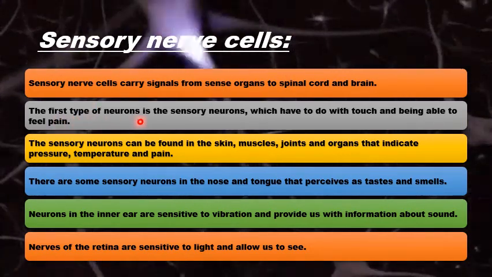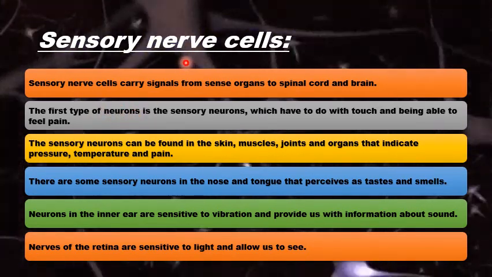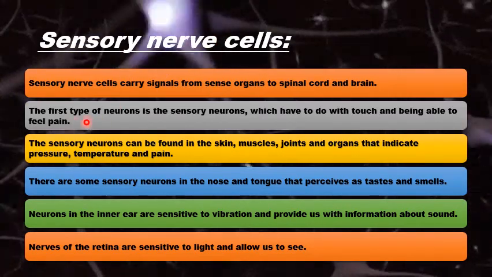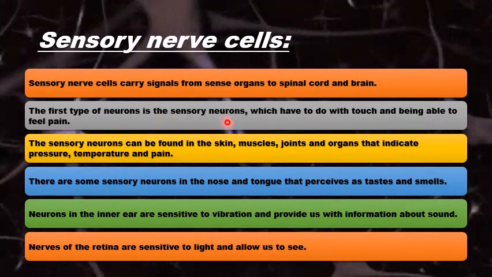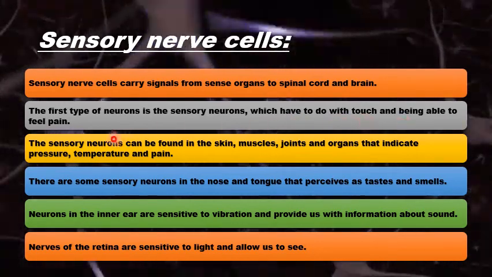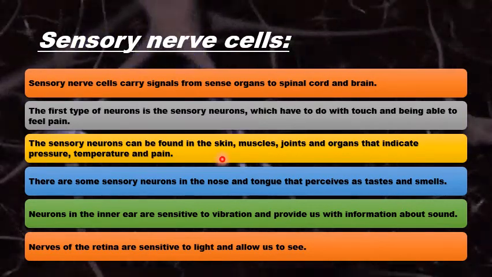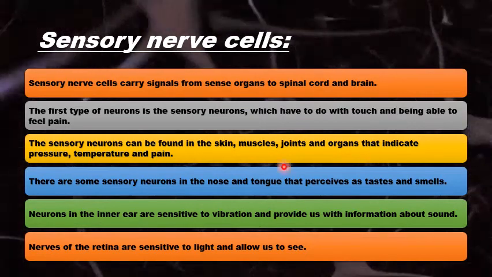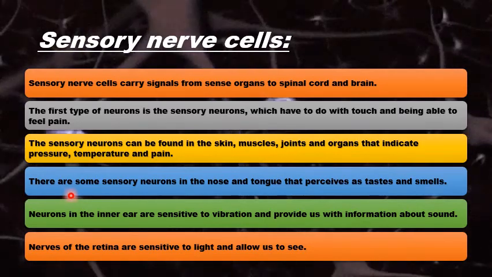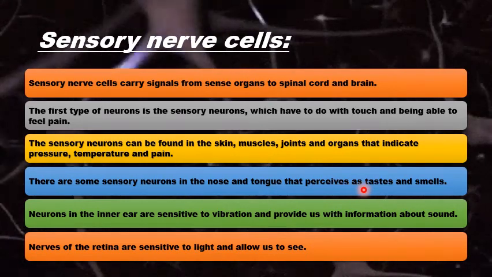The first type of neuron, here the neuron is the word we are using for nerve cell. So they can be called nerve cells, or neurons. The first type of neurons is the sensory neurons, which have to do with touch and being able to feel pain. The sensory neurons can be found in our skin, muscles, joints, and organs that indicate pressure, temperature, and pain. There are some sensory neurons in the nose and tongue that perceive taste and smells.